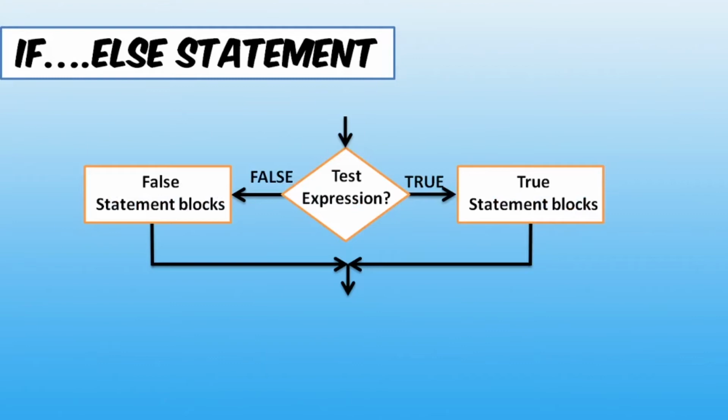So here's the flowchart to demonstrate how the if-else statement works. The program will first check the expression, and if the expression is true, the true statement block is executed. After the true statement block is executed, the if-else statement terminates. That is, the false statement block will not execute. But if the test expression is false, that is, it returns a false value, then the false statement block is executed. Then it will terminate this statement.